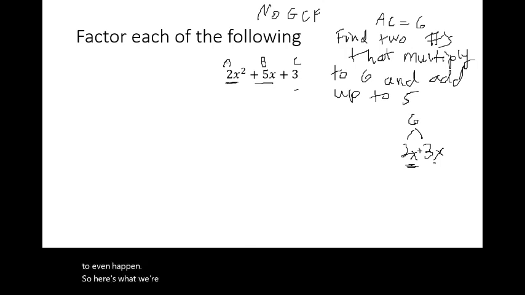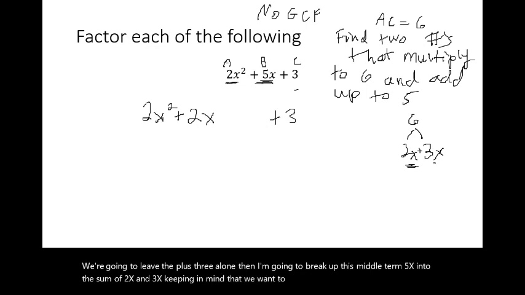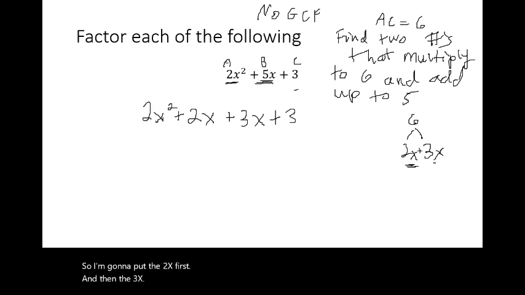So here's what we're going to do. We're going to, from here, leave the 2x squared alone. We're going to leave the plus 3 alone. Then I'm going to break up this middle term 5x into the sum of 2x and 3x, keeping in mind that we want to put common factors next to each other. So I'm going to put the 2x first, and then the 3x.